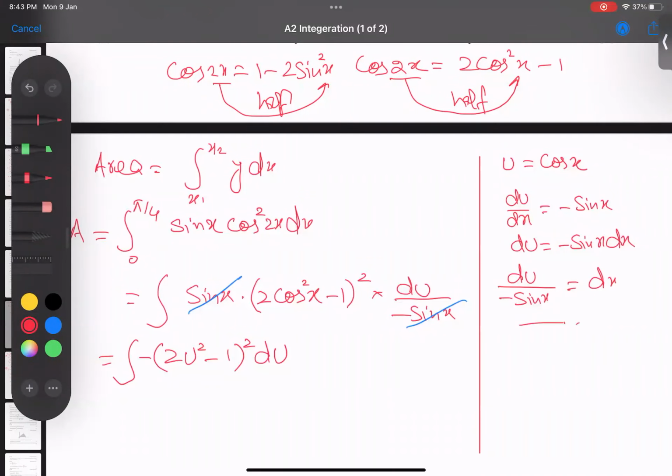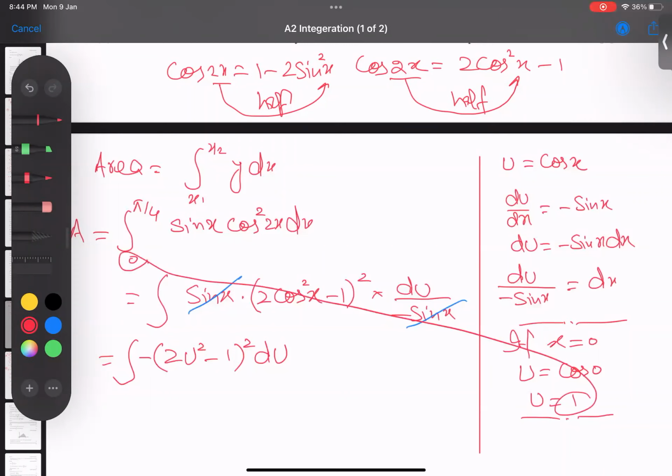Now let's talk about the limits. I did not talk about limits till now. So when x is 0, this 0 goes there. If the x value is 0, u is equal to cos of 0. And cos 0 is 1 if you check in the calculator, and you must set your calculator to radian mode. So 1 goes in the place of 1. So the lower limit is 1. Very clear. Let's talk about the upper limit.